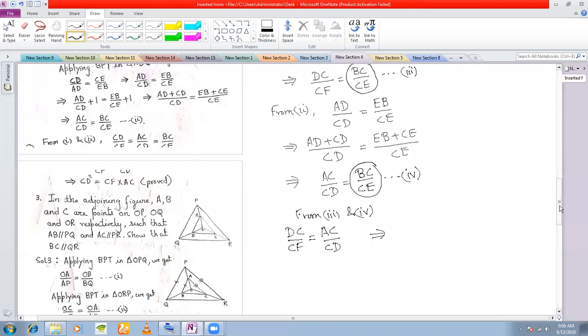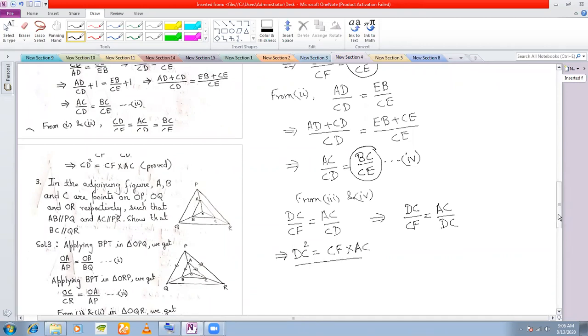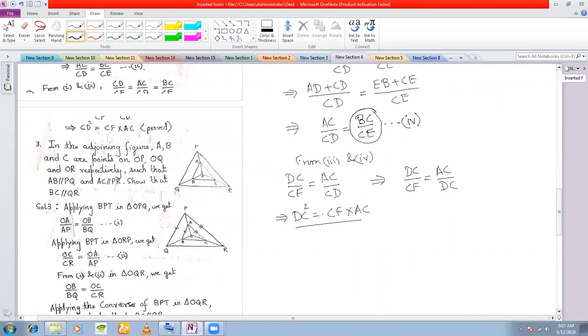So that means I can write this as BC by CF is equal to AC by DC. I'm just changing the order because CD I have written, write DC once again. Now you cross multiply. DC square is equal to CF into AC, which is your required proof here. You see, this is what we had to prove. DC square is equal to CF into AC, and this we have got here.